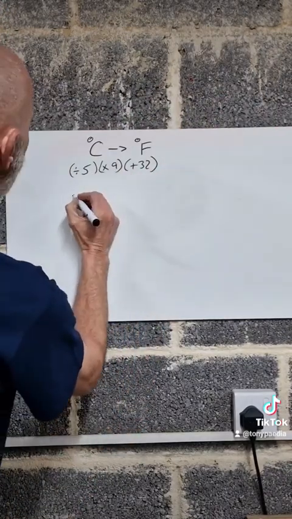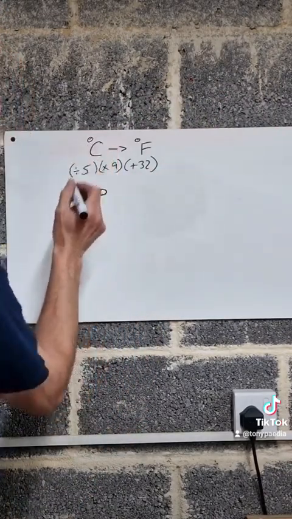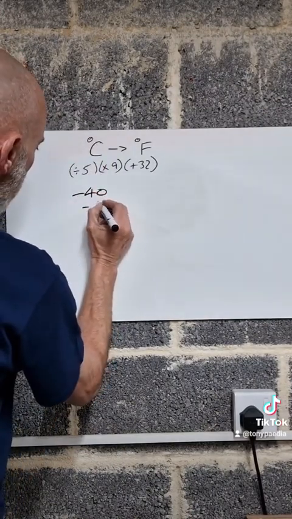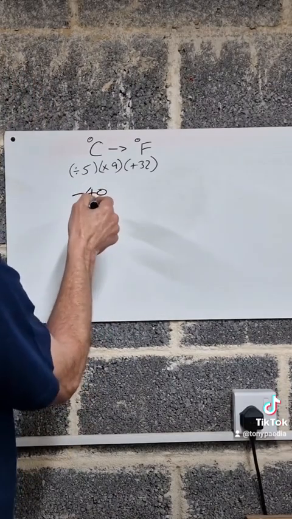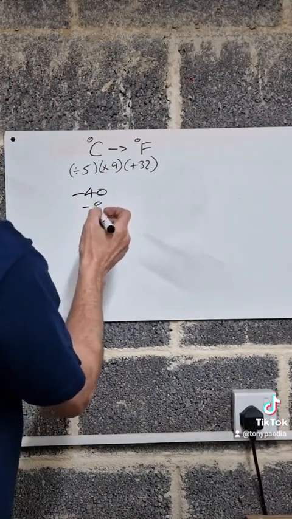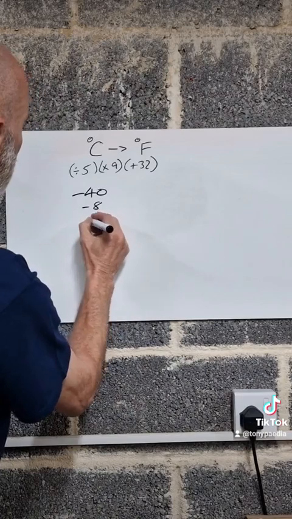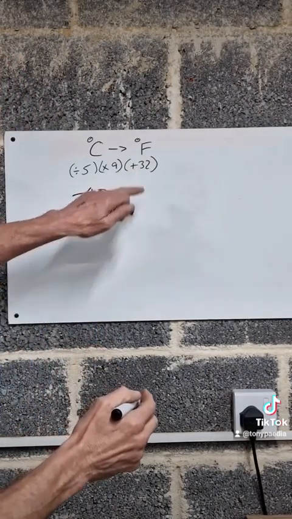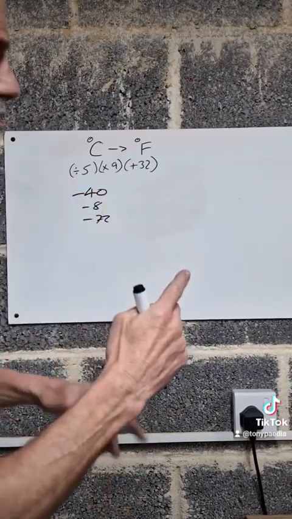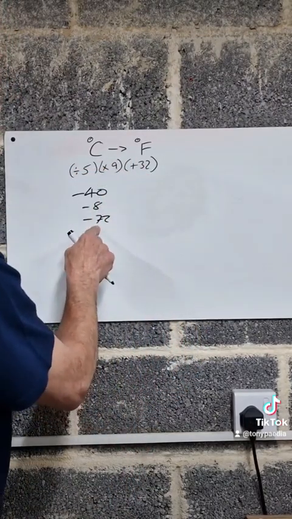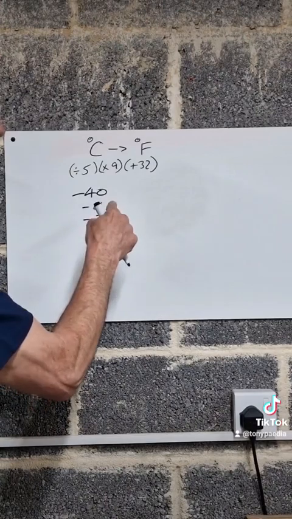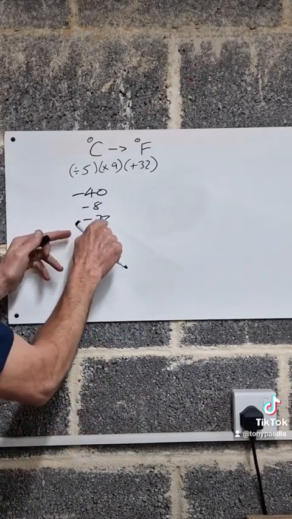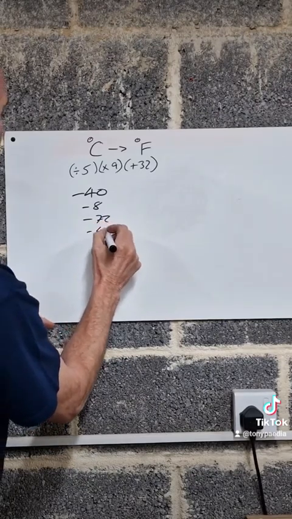So if we've got minus 40 in centigrade, you divide by 5, so that will give you minus 8. So 40 divided by 5 is 8. Then you multiply by 9, so that's minus 72, and then plus 32. I've nearly confused myself then. Because you're at minus 72 and you're going to plus 32, you're physically going to take 32 off of that, so it becomes minus 40.